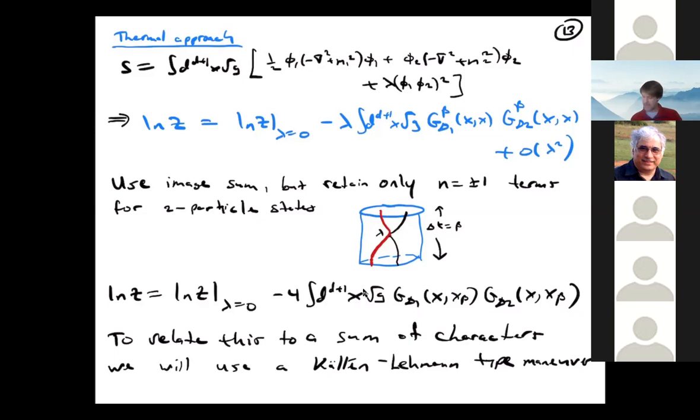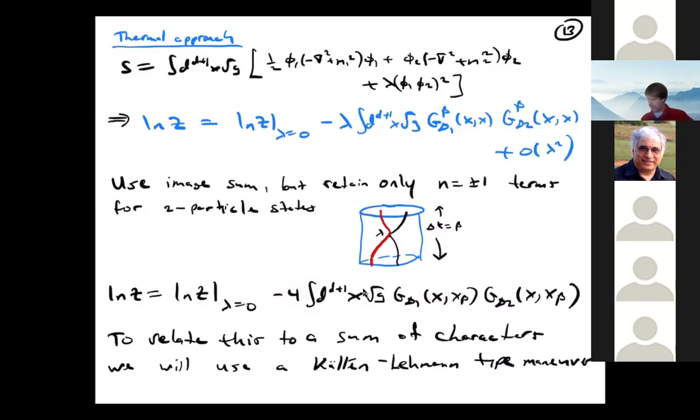And so that means that in these image sums, we're only going to keep the terms at n equals plus or minus 1, because if it goes around again, that has to do with 3-particle states and so on, but they don't get any independent contribution at this order. So we take this and now just keep single winding contributions, where it could be plus or minus 1. The factor of 4 was from something overall, and then I just have n equals 1 here.